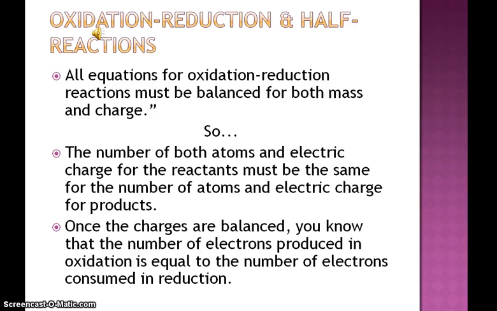All equations for oxidation-reduction reactions must be balanced for both mass and charge. So, the number of both atoms and electric charge for the reactants must be the same as the number of atoms and electric charge for the products. Once the charges are balanced, you know that the number of electrons produced in oxidation is equal to the number of electrons consumed in reduction.